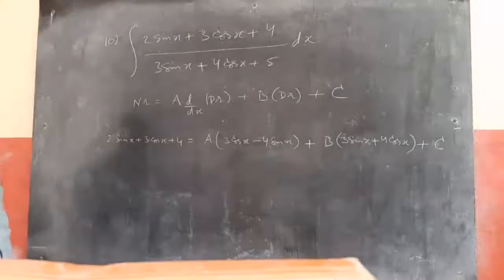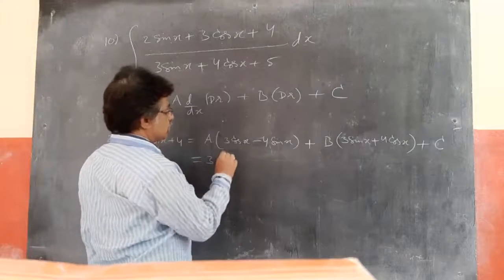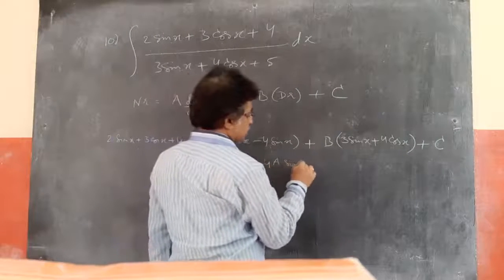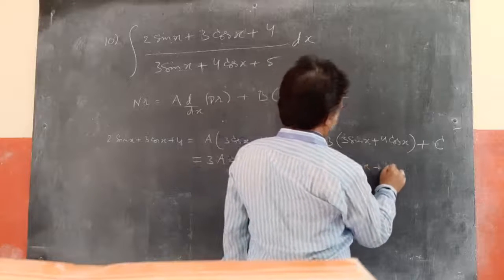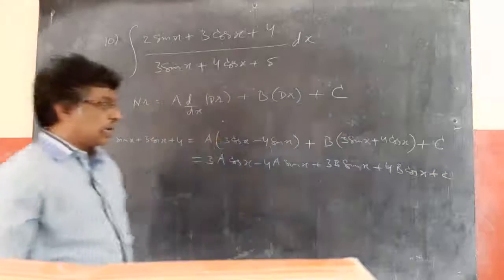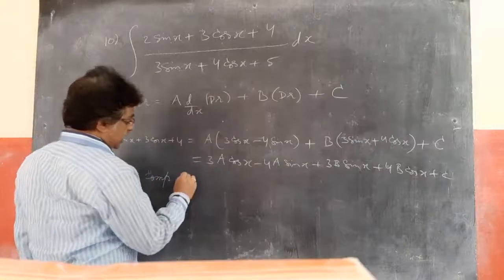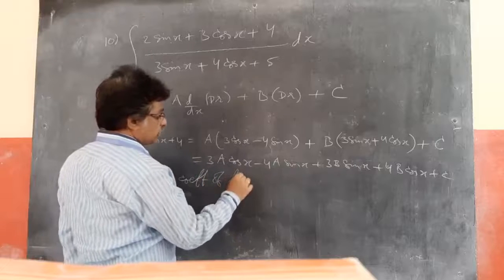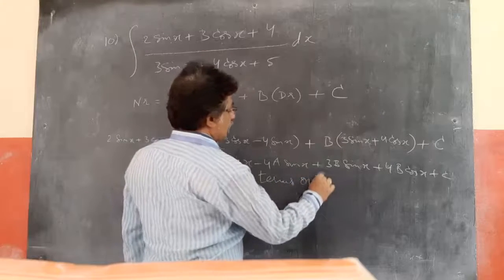Now comparing like terms on both sides. After expanding the brackets, we will compare like terms on both sides: 3a cos x minus 4a sin x plus 3b sin x plus 4b cos x plus the constant. Comparing coefficients of like terms on both sides.